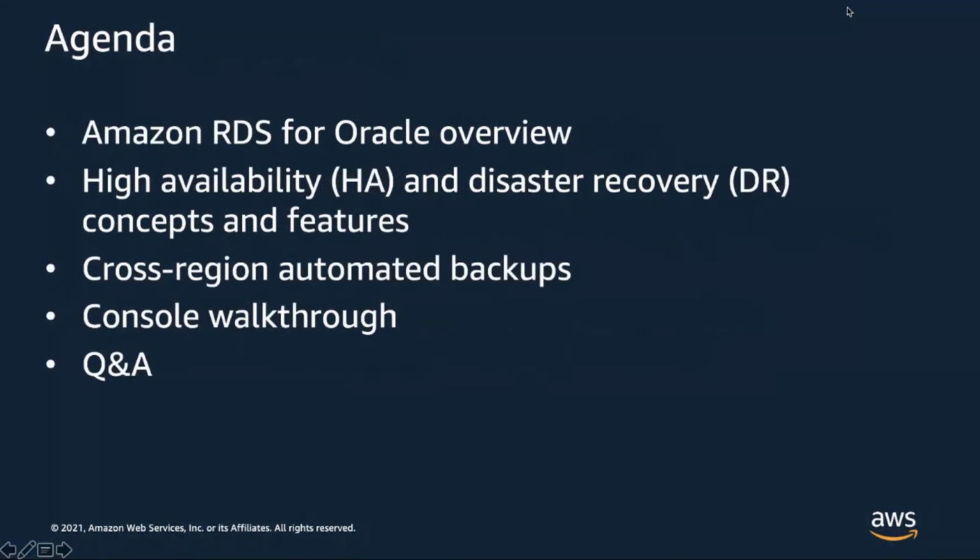So quick agenda, we're going to start with a quick overview of Amazon RDS for Oracle for those who aren't familiar with it. We're going to talk about high availability and disaster recovery concepts and features. We're going to talk about the cross-region automated backup feature specifically, and then we're going to walk through the console steps for enabling and managing that feature. And then we'll leave time at the end for questions and answers.